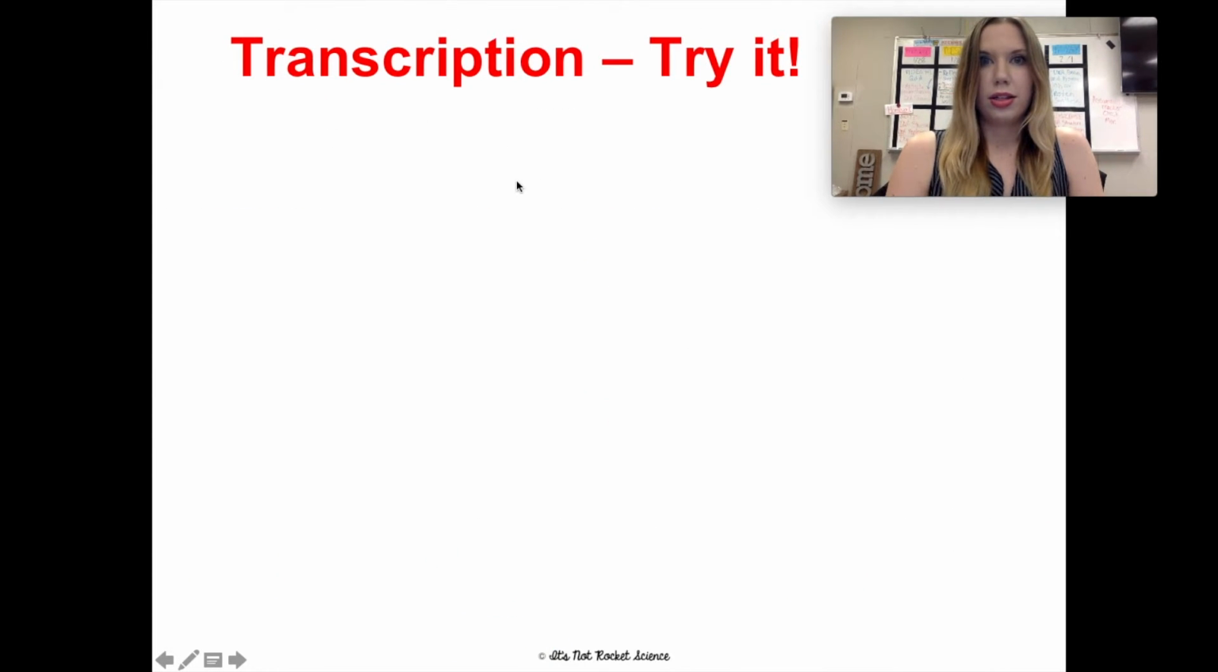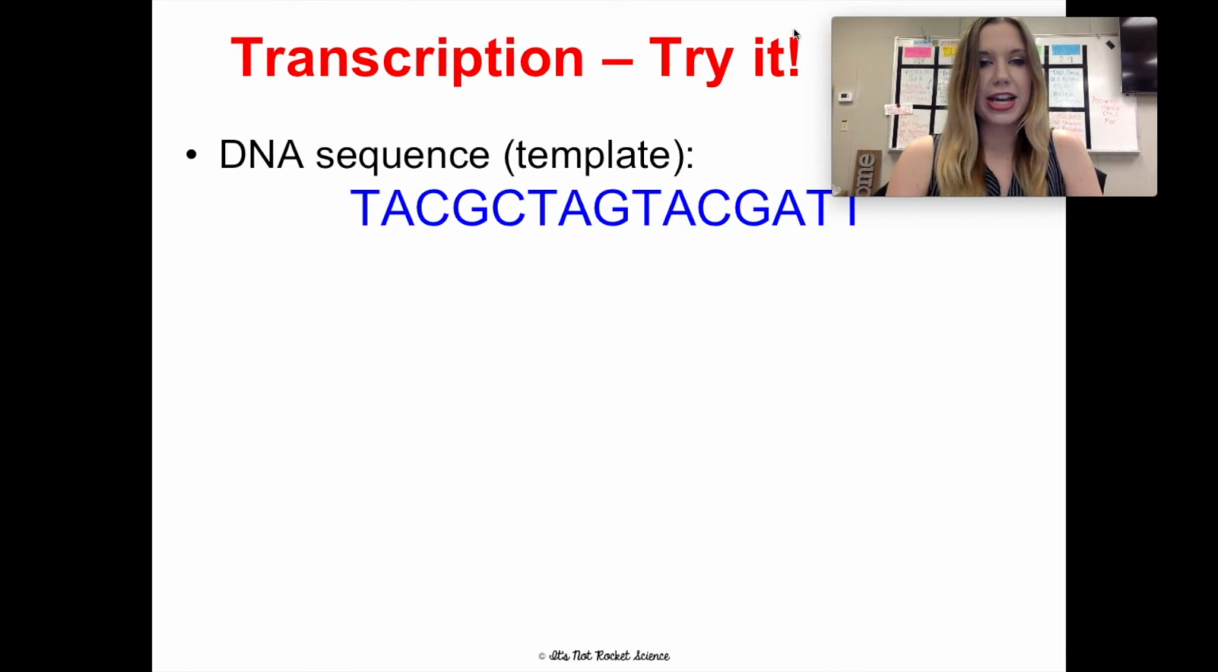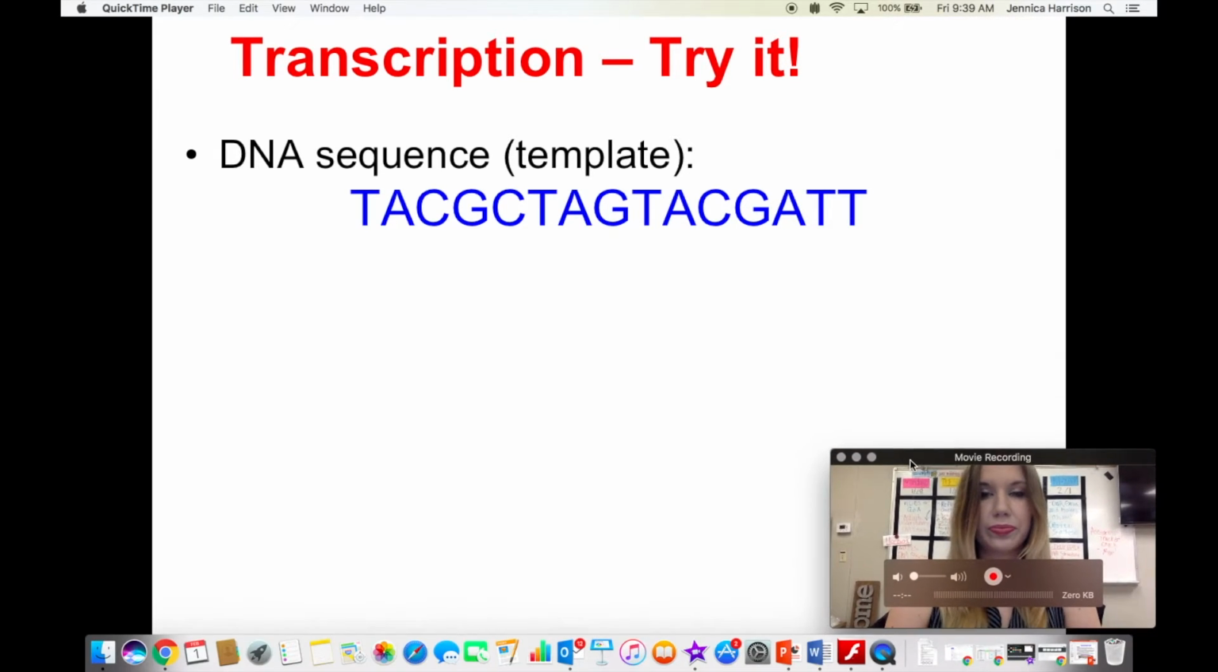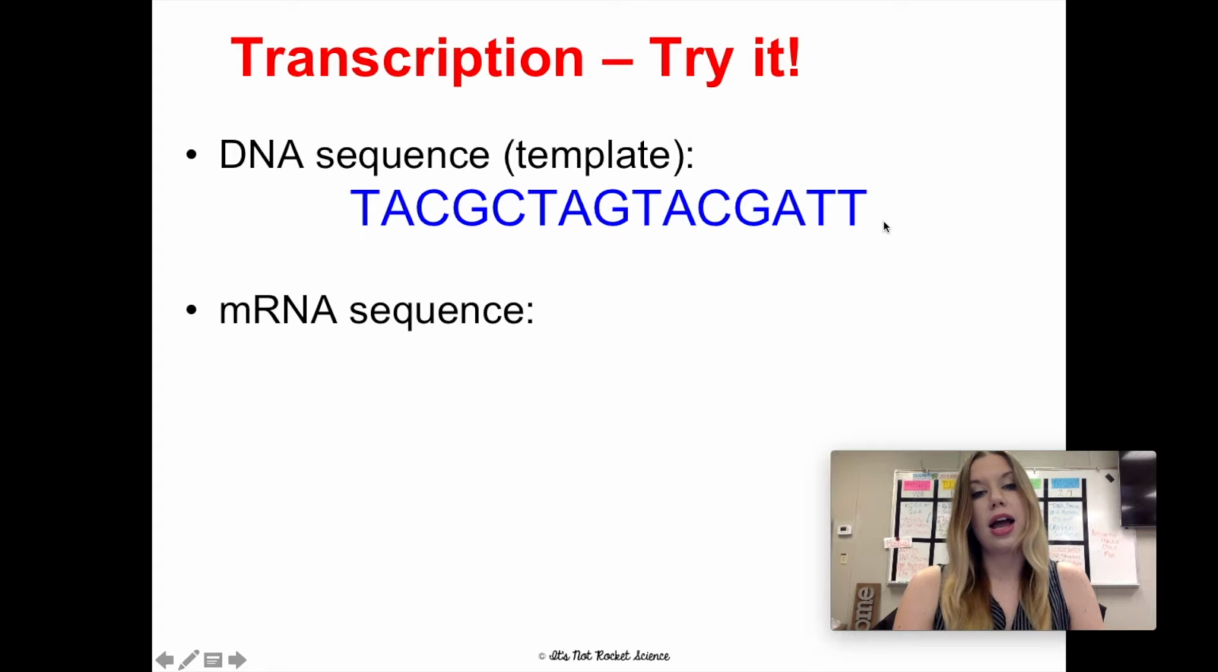So why don't you try it? Transcription. I want you to try transcribing a sequence. So if I gave you this DNA sequence, TAC, GCT, AGT, ACG, ATT. I want you to put together a complementary sequence, a complementary strand of mRNA. So what you would do, I'm going to do the first three for you.